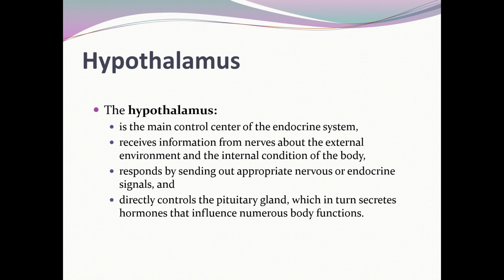Let's go through each of the endocrine organs in a little more detail, starting with the hypothalamus. We start with the hypothalamus because it is the main control center of the endocrine system. It receives information from nerves about the external environment and the internal condition of the body. It responds by sending out the appropriate nervous or endocrine signals and directly controls the pituitary gland, which in turn secretes hormones that influence numerous body functions.